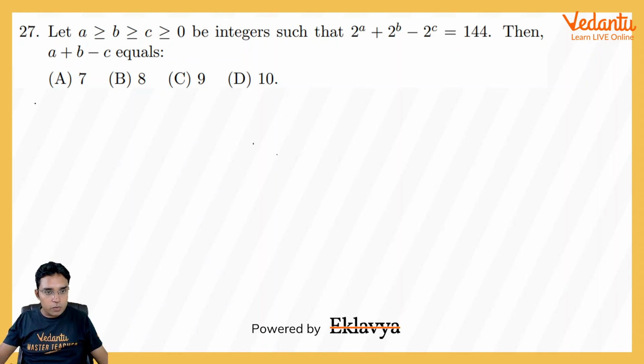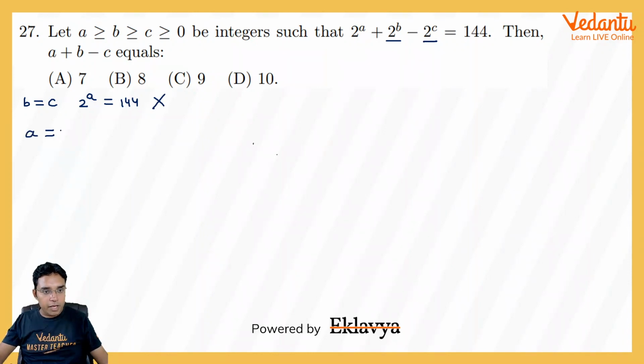Now to do this question, first of all, I will try to explore whether b = c is possible or not. If b = c, then 2^a will become equal to 144 because these two terms will get cancelled. But this is not possible because 2^a is a perfect power of 2, but 144 is not. So this is not possible.